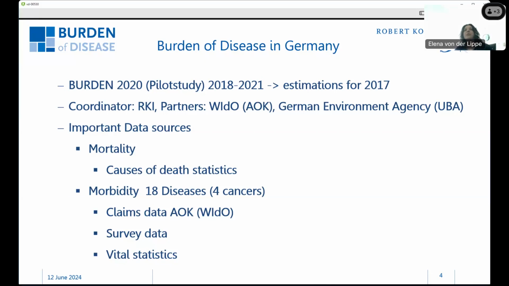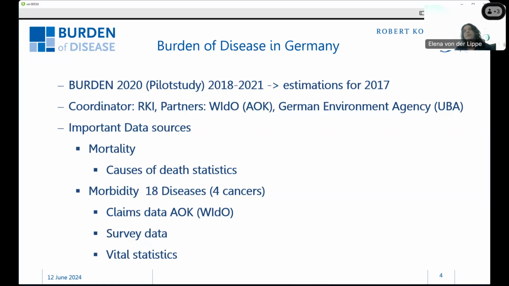The important data sources that we used for mortality, of course, the causes of death statistic, this is a register in Germany, and for the morbidity, namely the health insurance data, but also some survey data and vital statistics.